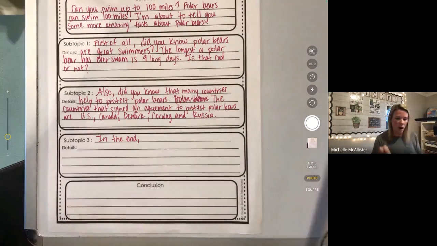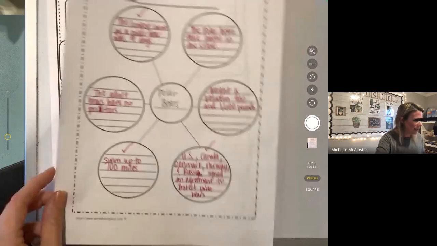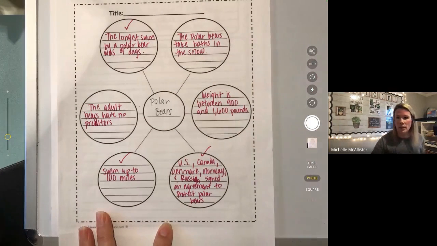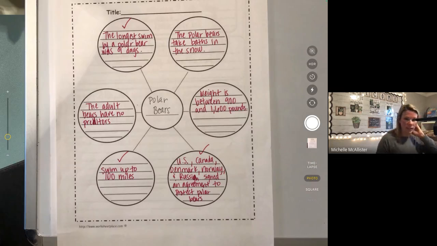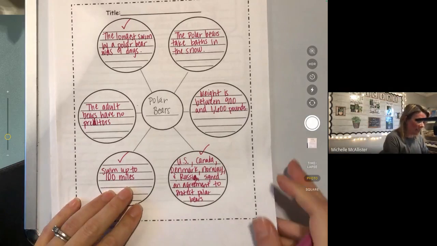Okay, we need our last fact. Yulissa, which one should I use? Yulissa's here, right? Let me look. Yep, she is, she's on the bottom there. Okay, so Yulissa, which one should I use, honey? The weight is between 900 and 1,600 pounds. Perfect.